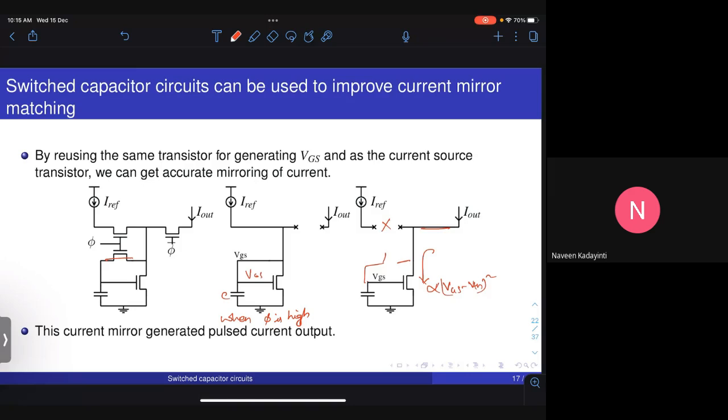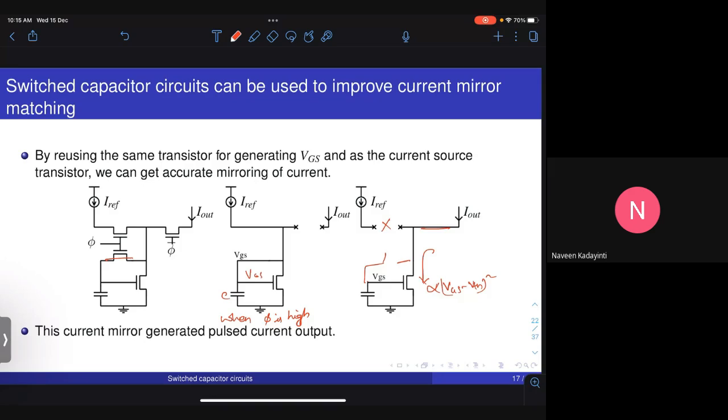Since it's the same transistor, the VT is the same, and the mobility is the same. So the matching performance is much better, right? Only thing is this will give you a pulsed output. You won't get a constant output current. You will get a pulsed output in which in half the cycle the current is 0, and in the other half cycle you get a current which is an exact mirror of Iref. Okay, that's a very small problem.